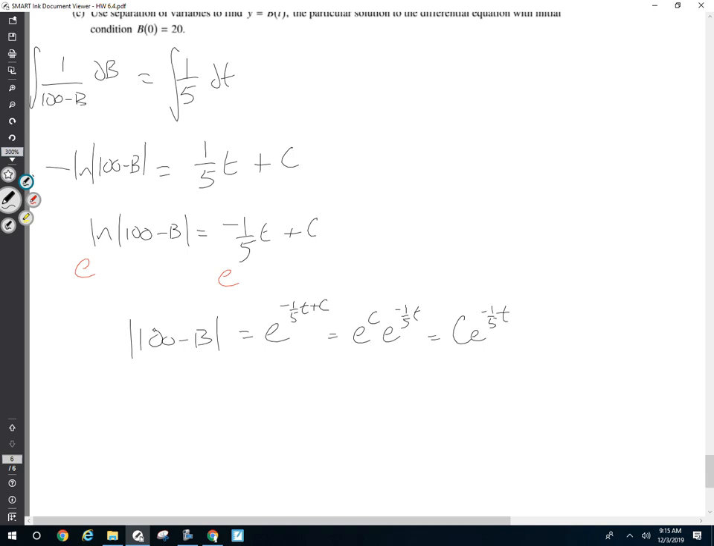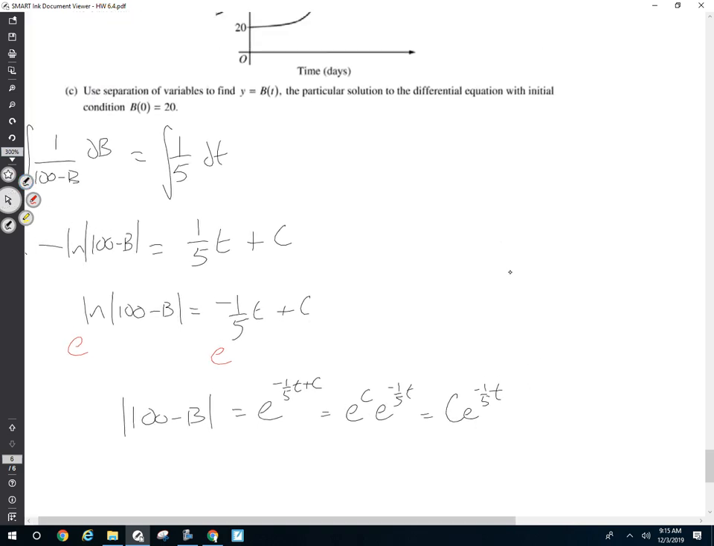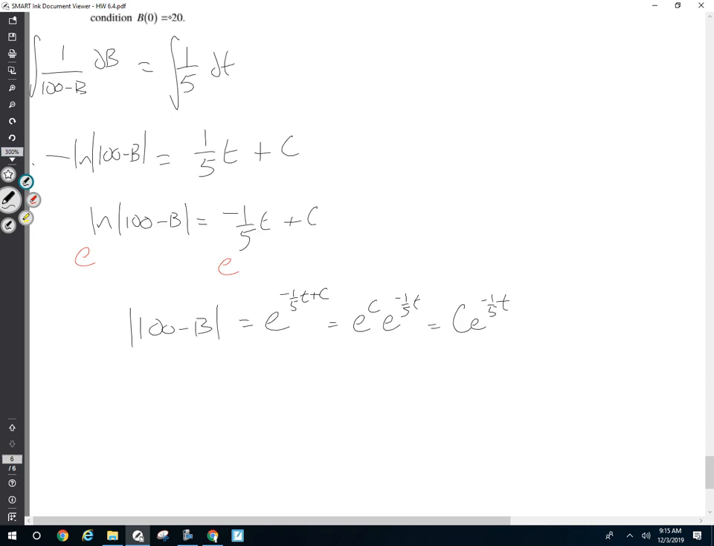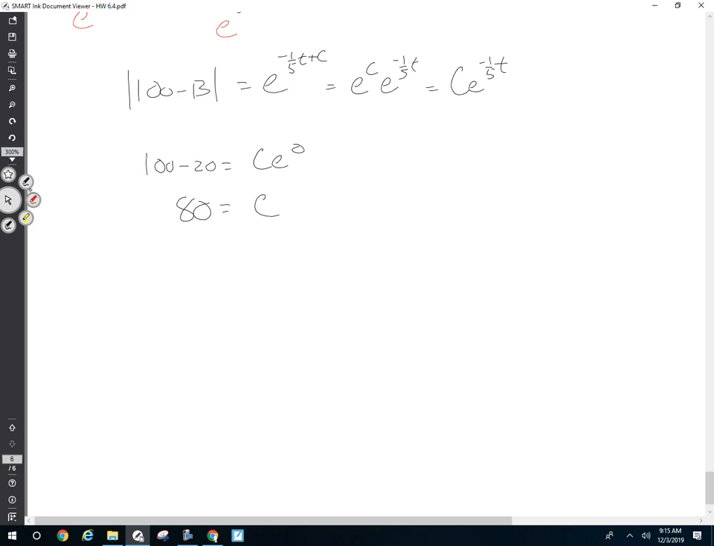We can get rid of the absolute value, make this plus or minus, but then we can get rid of the plus or minus when we solve using the initial condition 0, 20. So when t is 0, b is 20. So 100 minus 20 equals c e to the 0. C's got to be equal to 80. Giving us 100 minus b equals 80 e to the negative 1/5 t.